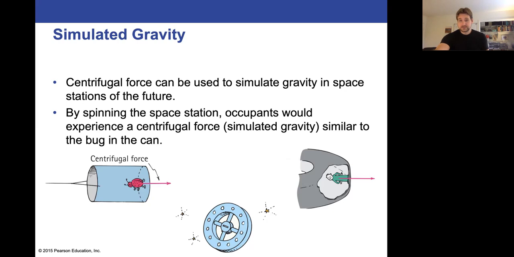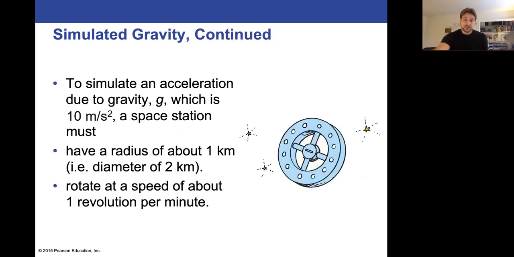Eventually, we can show that this is true, but in order to simulate Earth gravity, a rotating space station like this should have a radius of about a kilometer and rotate at about one revolution every minute. Any faster than that, and the fluids in our bodies slosh a little bit, and we can feel that we're in rotational motion. We get a little bit seasick, a little bit motion sick. That's why we need the radius to be so large, so that we can have a fairly slow rotational speed.